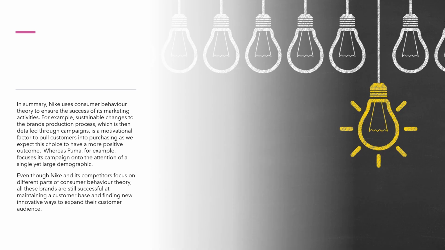So, in conclusion, Nike uses consumer behaviour theory to ensure the success of its marketing activities. For example, sustainable changes to the brand's production process, which is then detailed through campaigns, is a motivational factor to pull customers into purchasing, as we expect this choice to have a more positive outcome. Whereas Puma, for example, focuses its campaign onto the attention of a single yet large demographic. In this case, in the example shown, Puma focused their attention on a large female demographic.